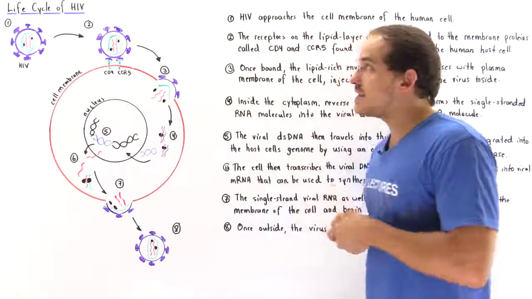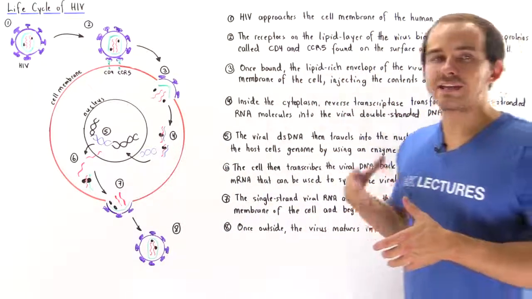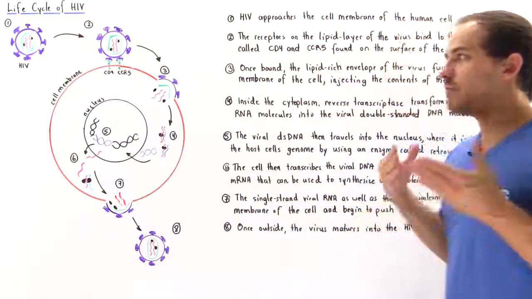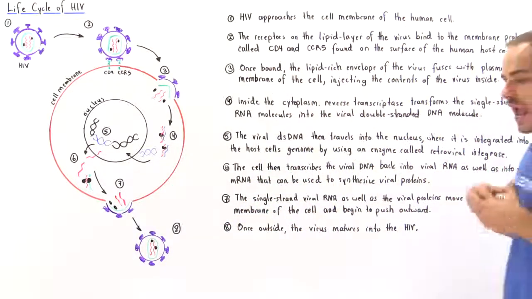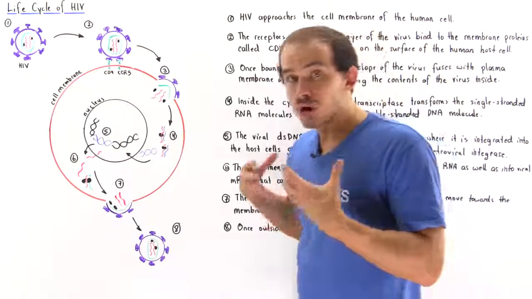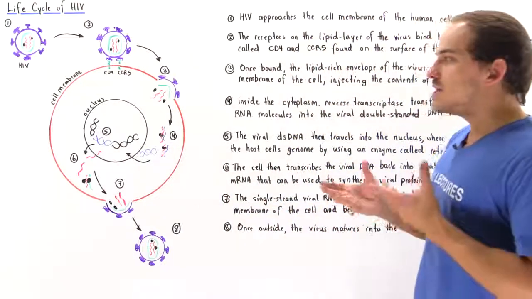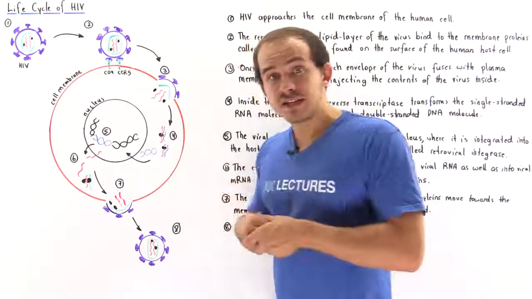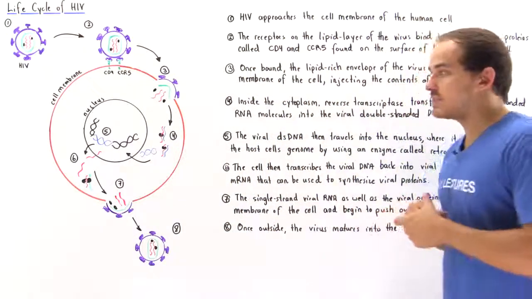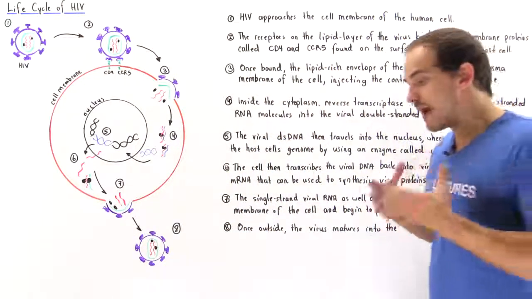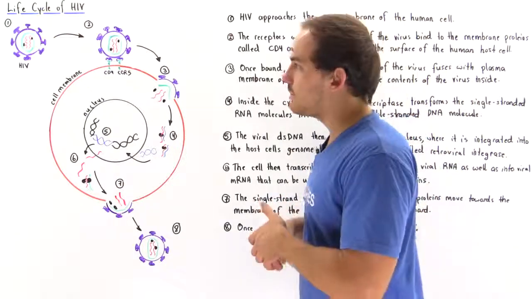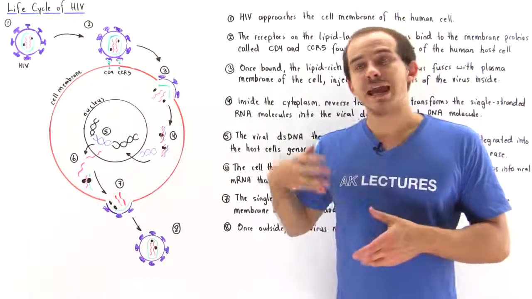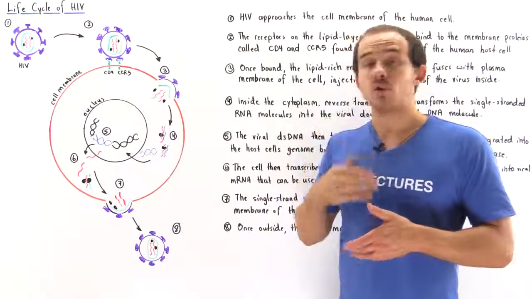So this is basically the life cycle of HIV. It's the method by which HIV infects the human cells and uses the machinery, the organelles of the human cell to replicate and produce more HIV that can go on to infect even more cells. And this can basically lead to a syndrome known as AIDS.